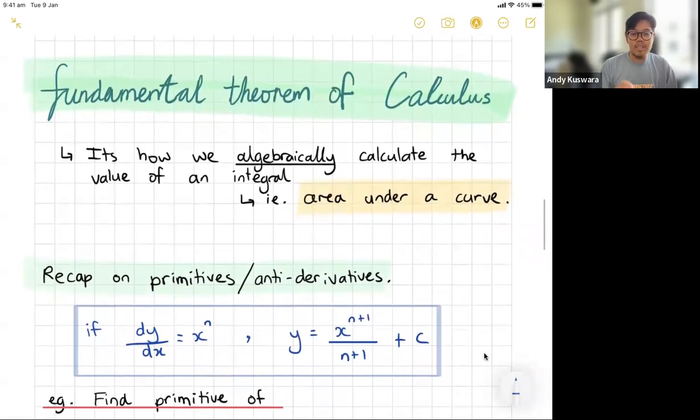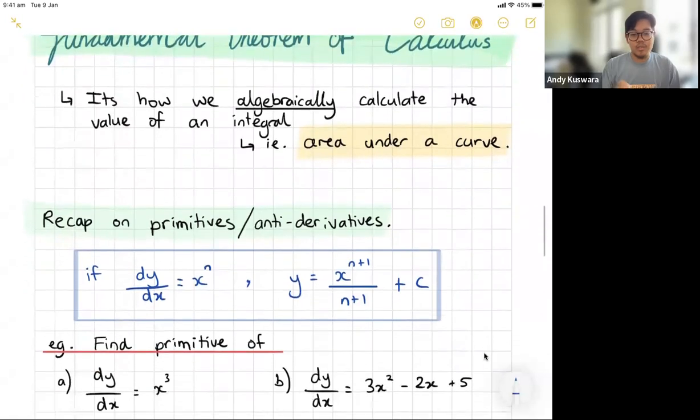Now, before we can get to the fundamental theorem and what it actually is, you guys do need to remember how to do your primitives. Okay, now you've touched on this briefly in year 11. You didn't spend a lot of time on it, but remember, a primitive is kind of like the opposite of deriving. So sometimes they call it antiderivatives. Now, it's just this little formula here.